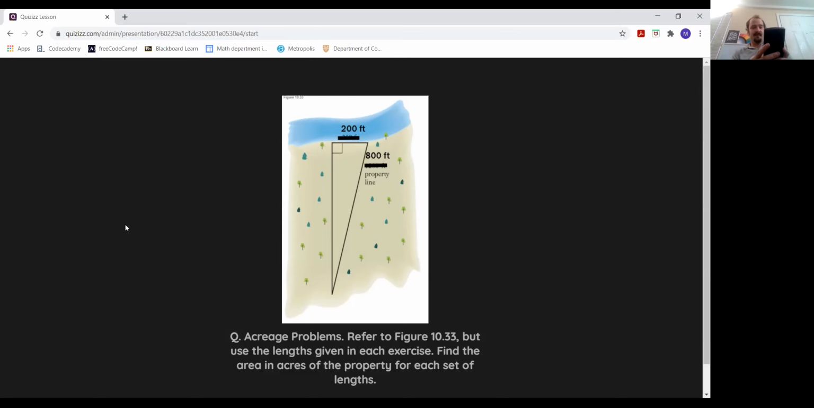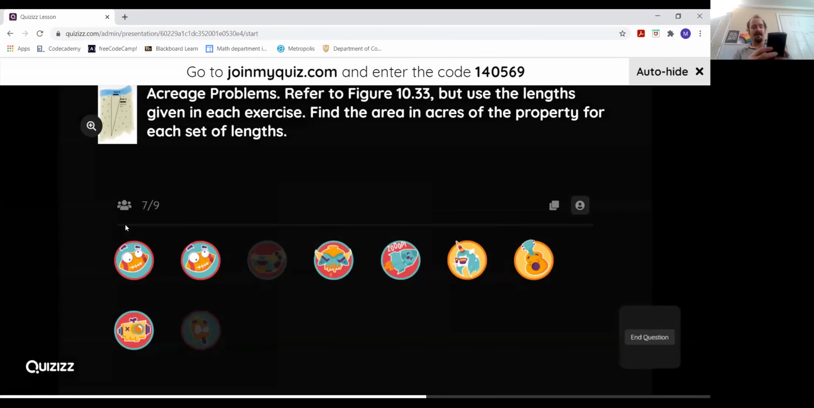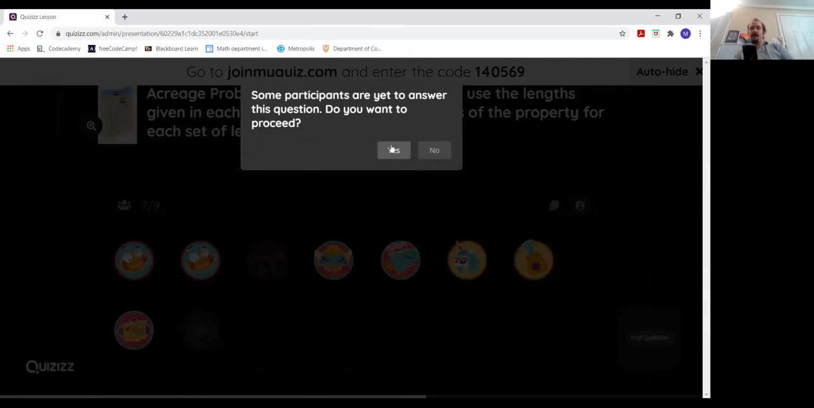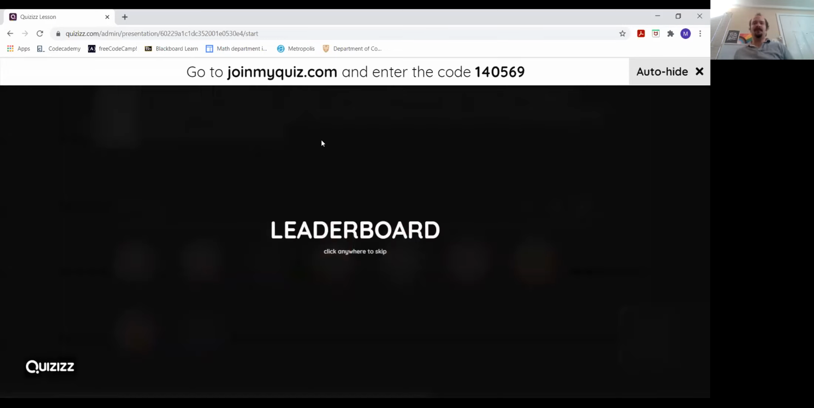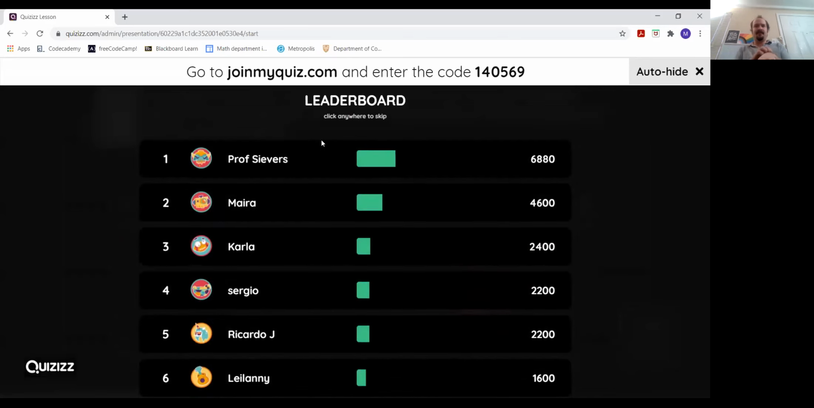And then I need to divide by 2 because it's a triangle. Then take 43,560 and divide by it. That gives me the number of acres, which should be 1.778, and I round that up to 1.78 acres, I believe.